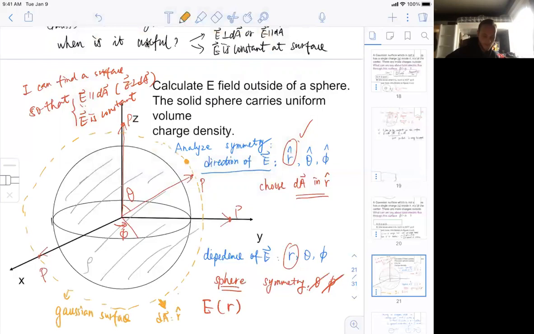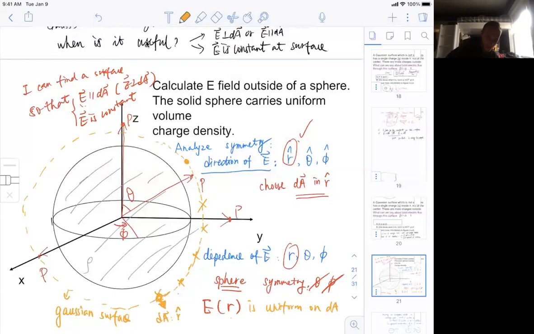And do I meet the other condition, that E is uniform on this surface? Well, it carries uniform charge density, so the E field should be the same. Yes, E only depends on R. So you can see whether you're looking at this point or this point or this point, anywhere on the surface, you are at the same distance away from your center, from the source. So E is uniform on dA. Okay, so I've met those two conditions.